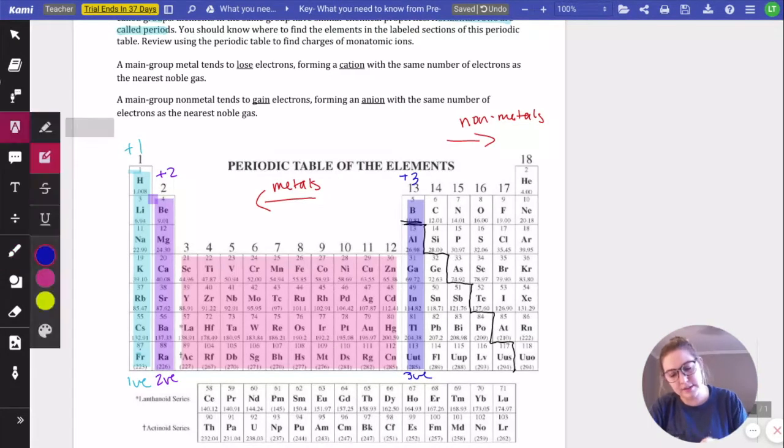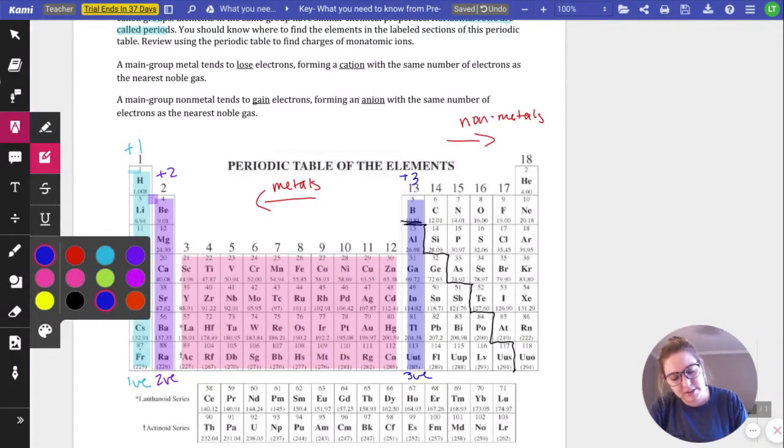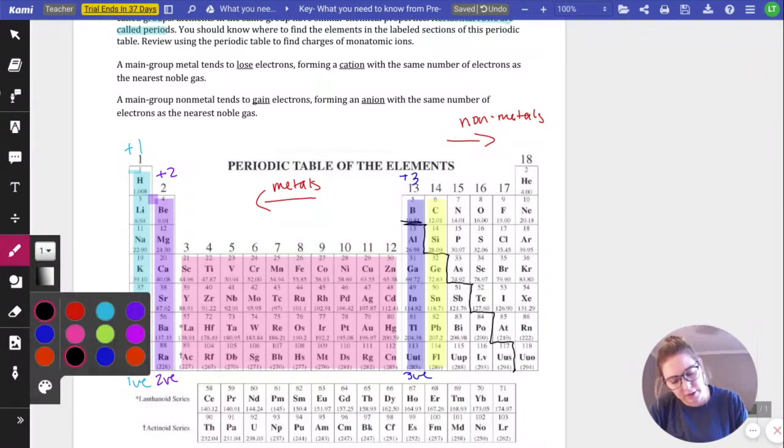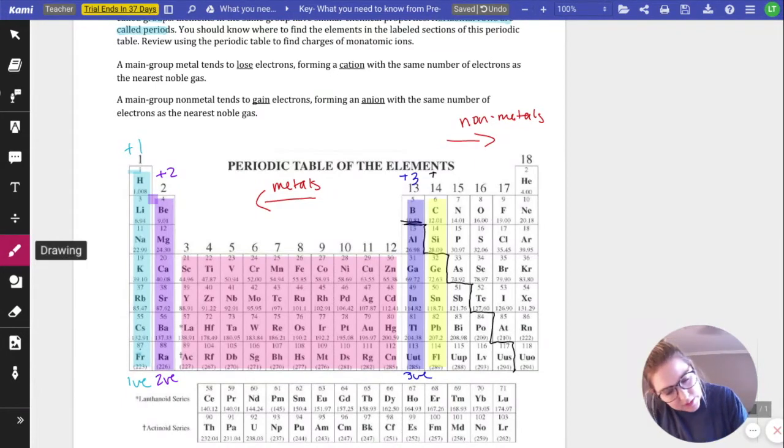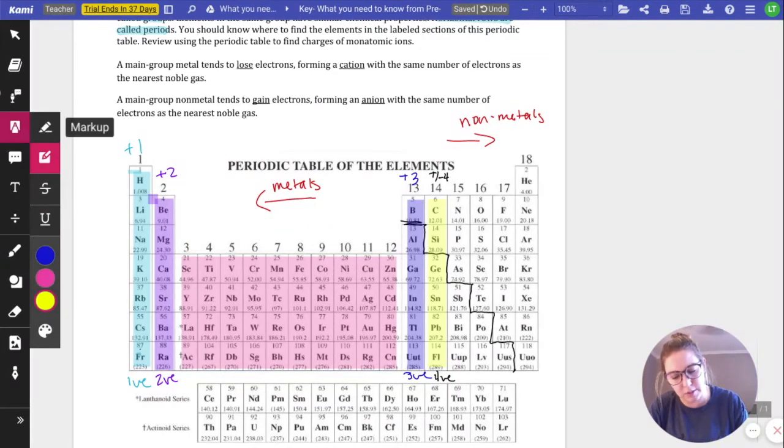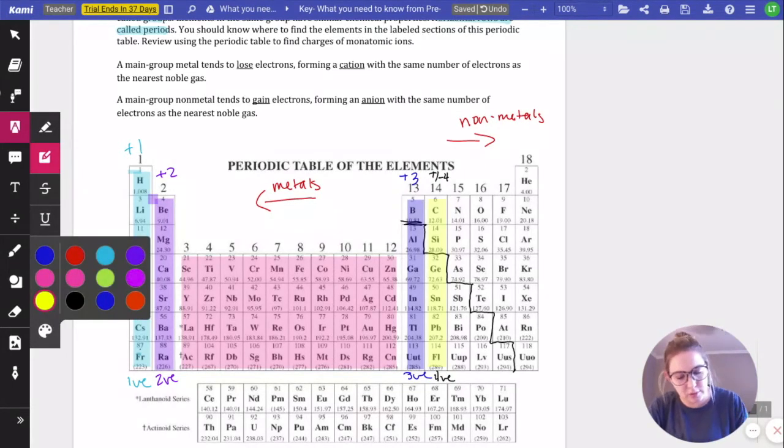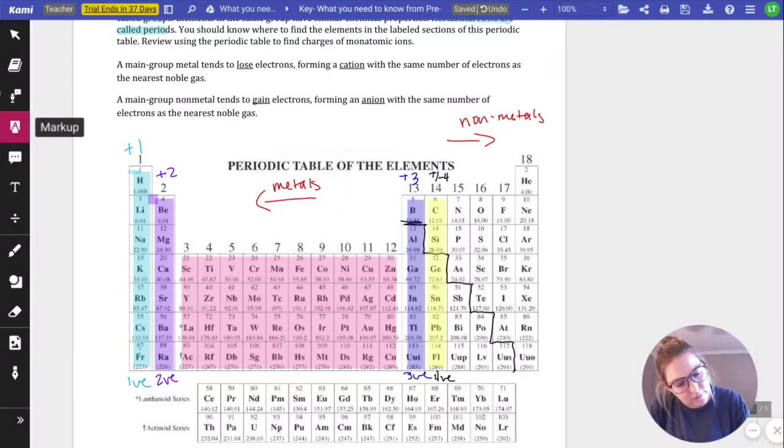Next on our periodic table adventure, right here, our carbon family. Our carbon family has a charge of plus or minus 4, and they have 4 valence electrons. All our nonmetals are going to be negative, and our metals are going to be positive, typically. But it's not always that way.